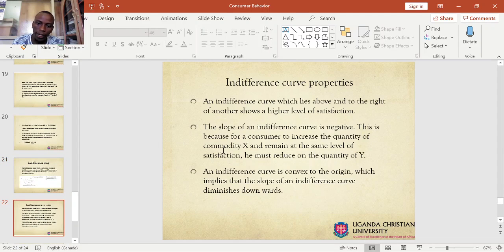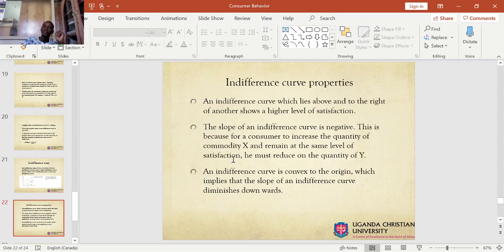The slope of an indifference curve is negative. This is because for a consumer to increase the quantity of commodity X and remain at the same level of satisfaction, it must reduce on Y. If we were to increase on X, we have to forego some units of Y, and that explains the negative slope of the indifference curve.